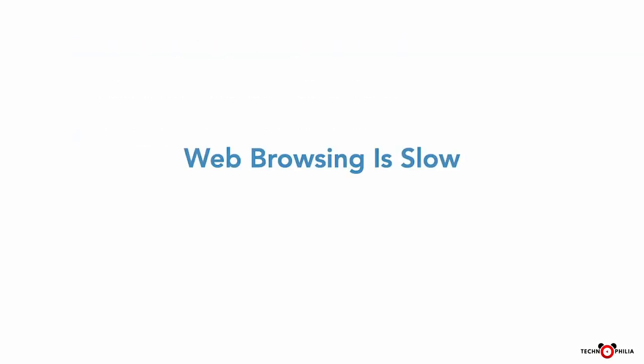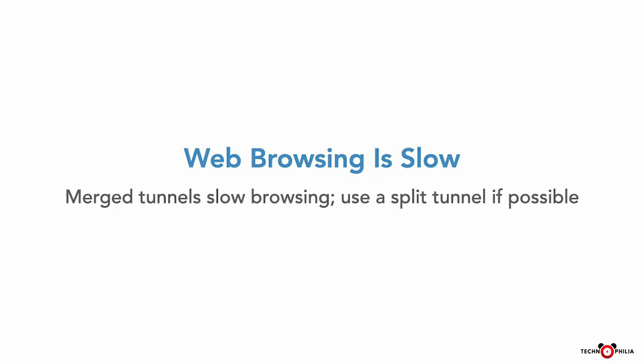When all else is working well except web browsing, it's likely that you chose a merged tunnel instead of a split one. That means web browsing is going back to the corporate network and out to the internet from there, which slows things down. Consider a split tunnel if possible, but make sure filtering is done at the client level first so they don't go to websites that could cause the computer or the network harm.